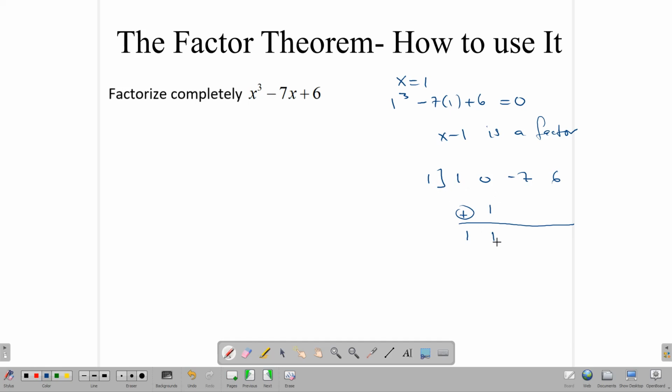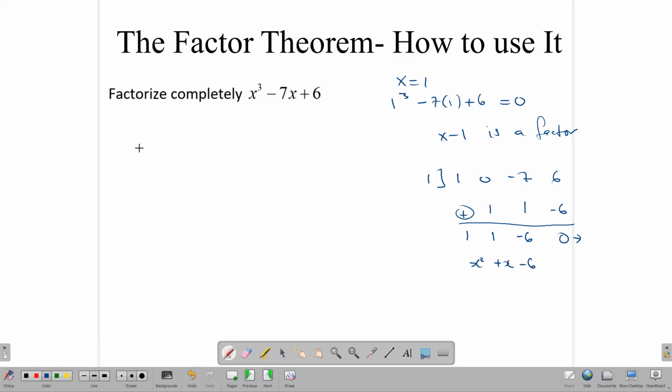Then 1 times this 1 is 1. I'm going to write it here. 1 plus negative 7 gives us negative 6. And 1 times negative 6 is negative 6. We add this and this and we get 0. So notice that we do not get a remainder here. And so our quotient is going to be, using 1 degree less than this, x squared plus x minus 6.